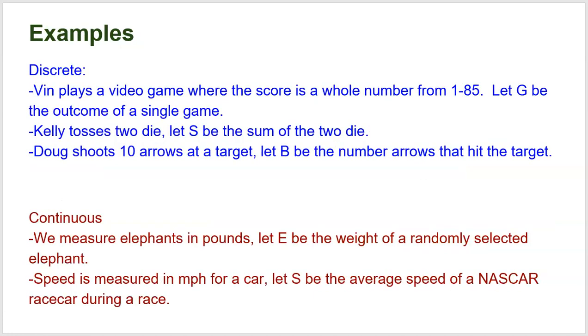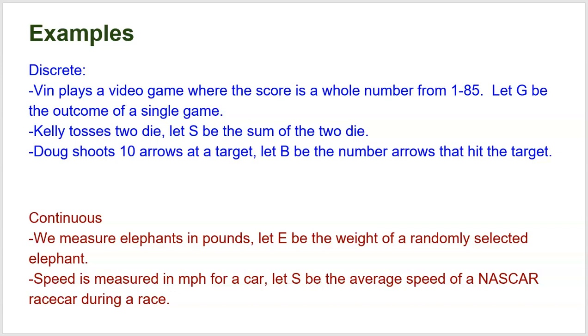All right, here's a couple more examples. So Vin plays a video game where the score is a whole number ranging from 1 to 85. So that would be a pretty long list, but I could certainly list G, the random variable, the outcome of a single game, anywhere from 1 to 85. That would be discrete, even though it's still a long list. It's not endless. Kelly tosses 2 dice, and S is the sum of the 2 dice. The sum can be 2, 3, 4, 5, 6, 7, 8, 9, 10, 11, or 12. That's a listable set of outcomes.